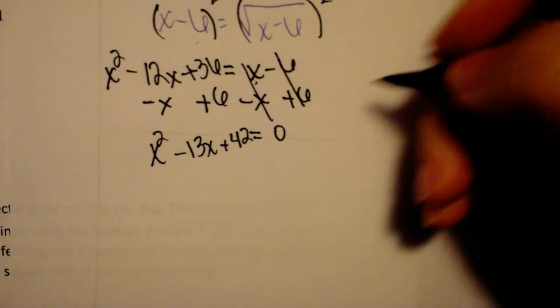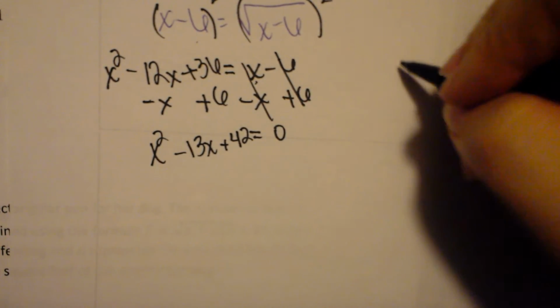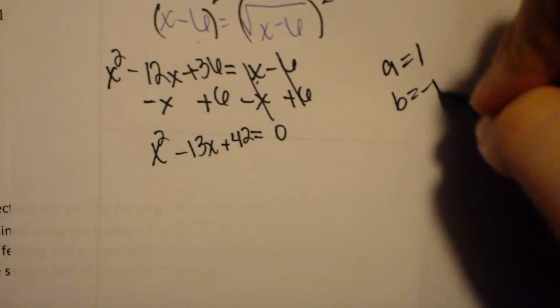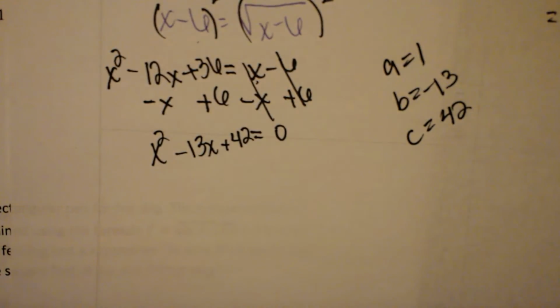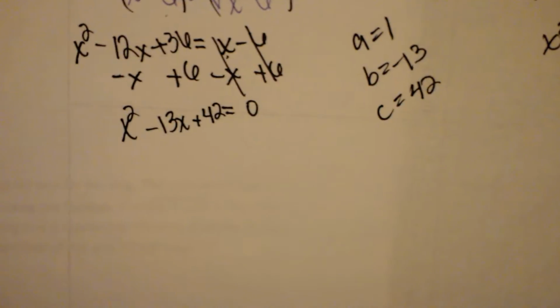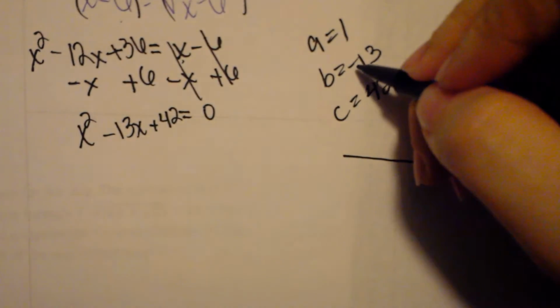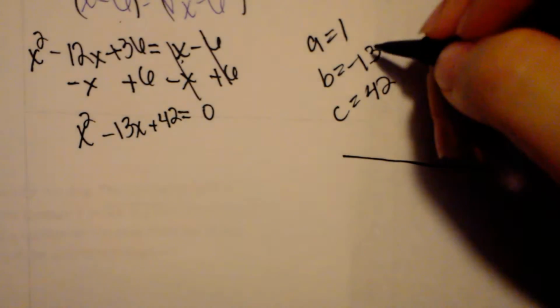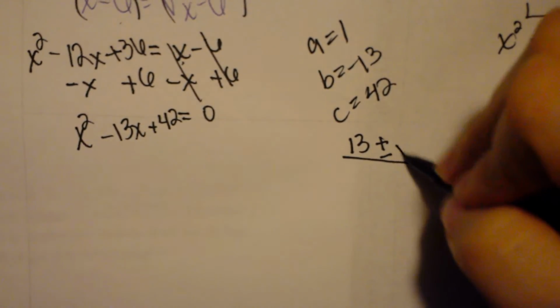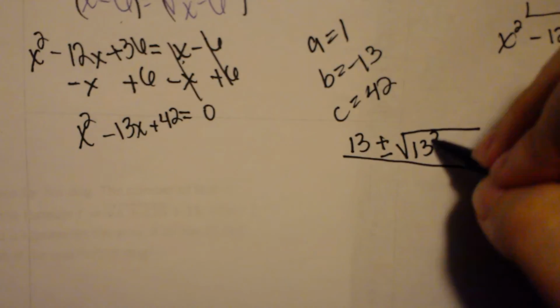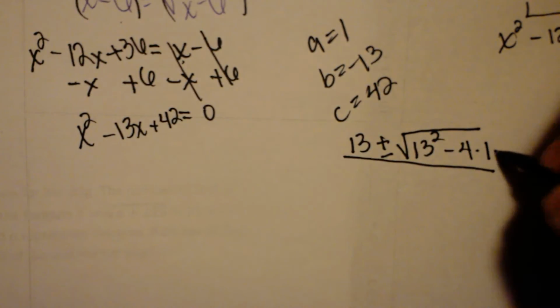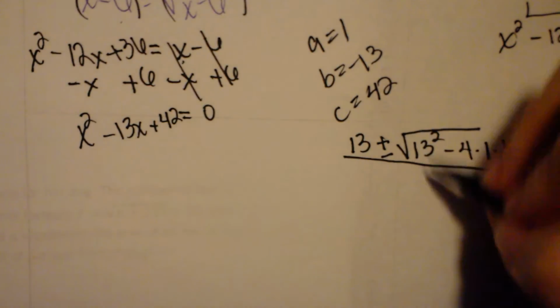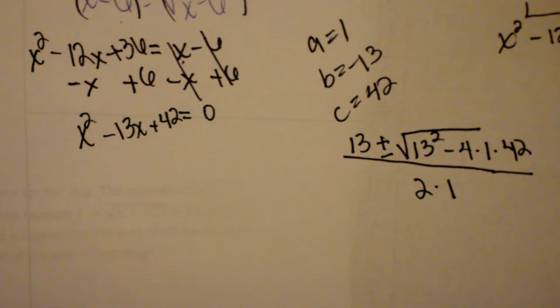This one I'm going to use the quadratic formula, even though you could factor, just like we did on 14. So a is 1, b is negative 13, c is 42. So set that up. My equation for the quadratic formula is negative b, so negative of a negative is positive 13, plus or minus the square root of b squared minus 4 times a times c, all over 2a. So you put that in a calculator, and I do believe you get 7 and 6.